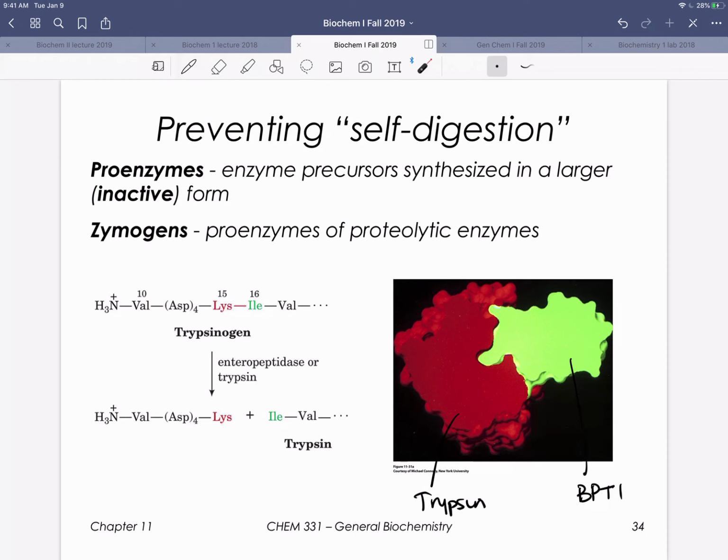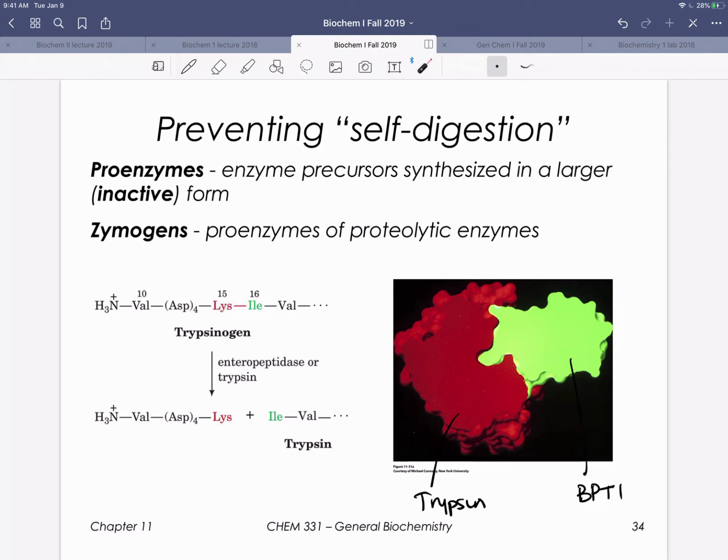Anytime we produce something in an inactive form, we call that a proenzyme. So when we talked about insulin, we talked about making proinsulin. That was a larger version of the enzyme that was in inactive form until we got rid of that C peptide. So specifically for these proteolytic enzymes, we call the proenzymes zymogens. So a term I want you to know, zymogens are the proenzyme or larger inactive forms of our proteolytic enzymes.